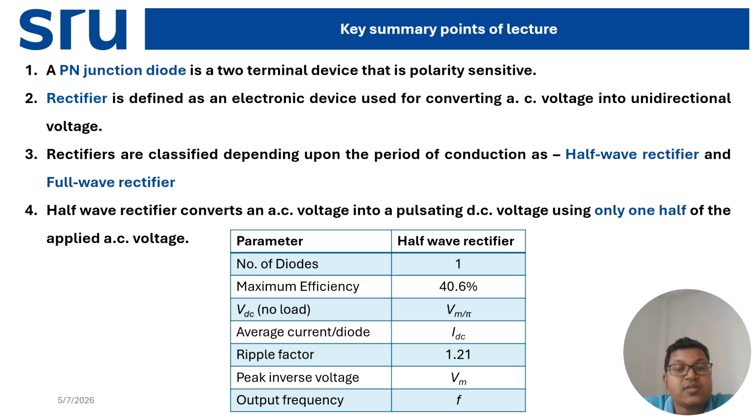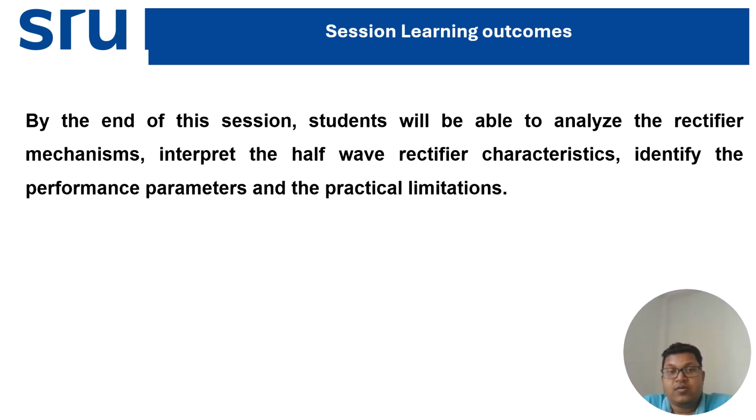We will just remember those values. The maximum efficiency is 40.6%. VDC no load is equal to Vm by pi. The average current of the diode is IDC. The ripple factor is 1.21. The peak inverse voltage is Vm and the output frequency is the same as the input frequency. I hope all the listeners have understood the rectifier working principle and mechanism, and this concept of half wave rectification.